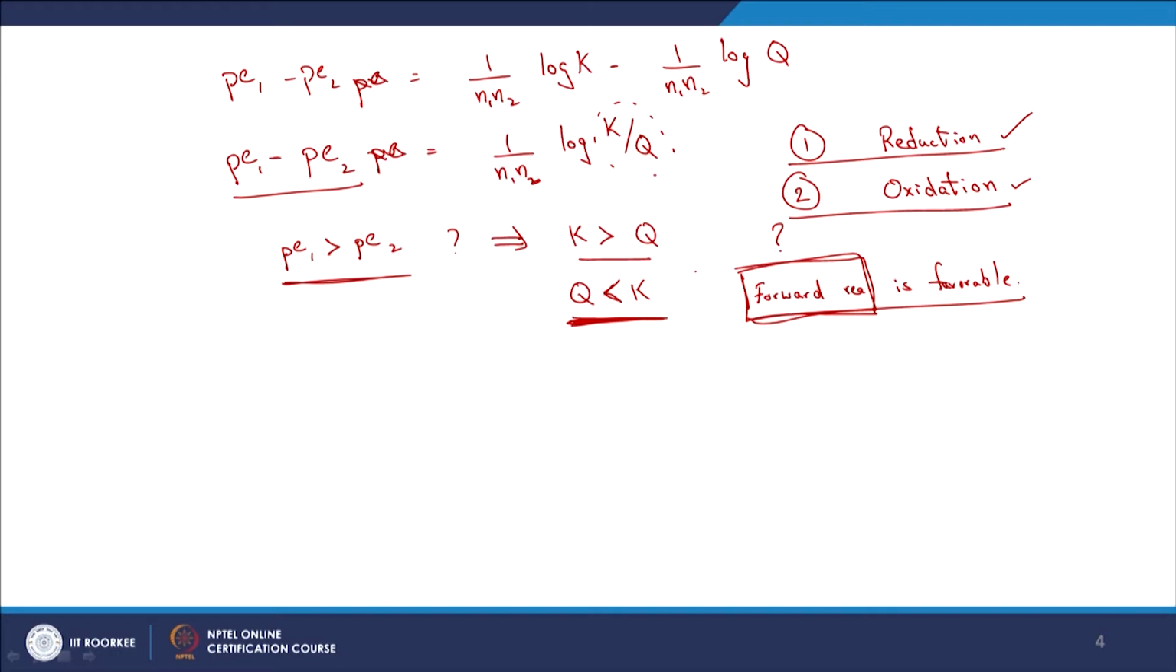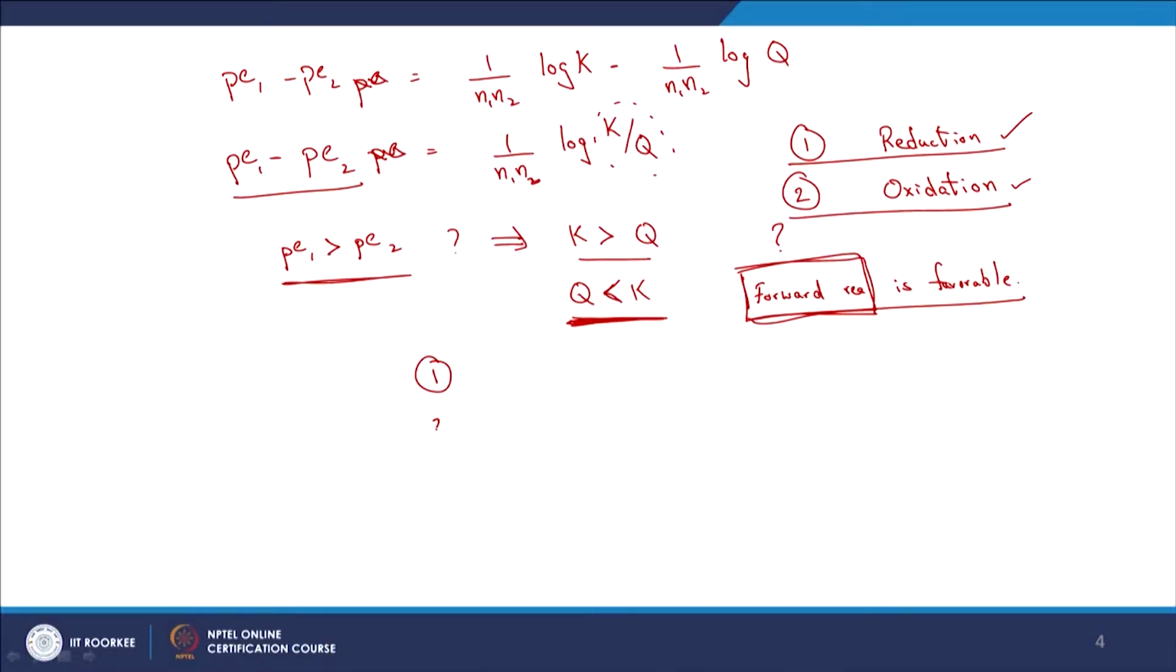So again, let us try to understand what we have here. When you have two half reactions and one is greater than the other, let us say in this case P1 greater than P2, right, we had two half reactions, one with P1 and the other with P2. When did we see that the reaction would be feasible? If P1 is greater than P2, the redox reaction is feasible when 1 stays as reduction, but 2 is considered as oxidation, right.